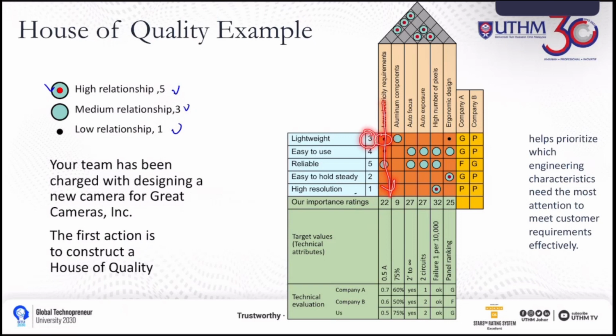So 3 times 1 is 3. 4 times 1 is 4. 5 times 3 is 15. So the total would be 22. So you need to times the value with this value here. So from the rating, we can see that the highest rating would be on high number of pixel. So that's mean your design must focus on the high number of pixel first. Okay, so you need to make sure you have a high number of pixel.